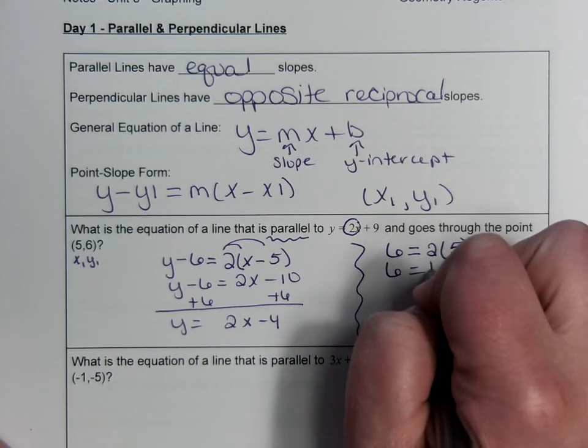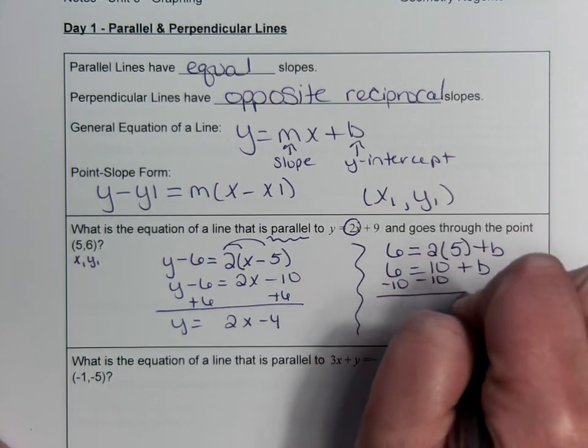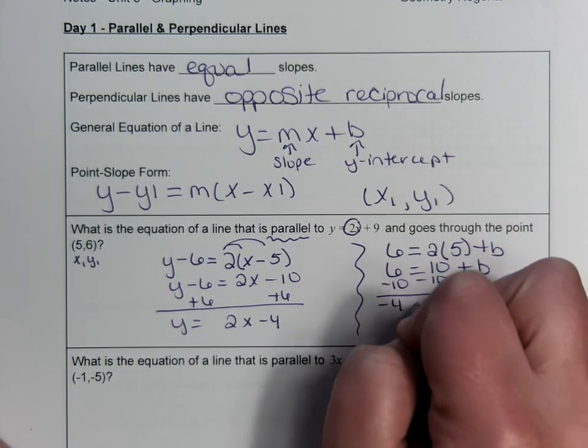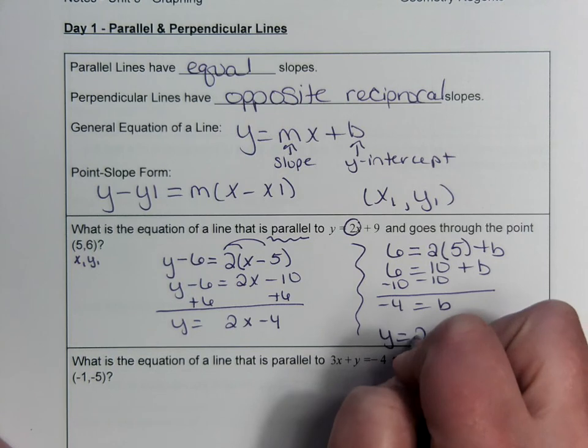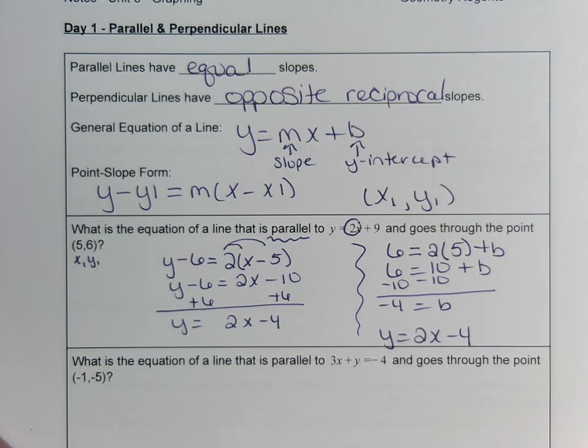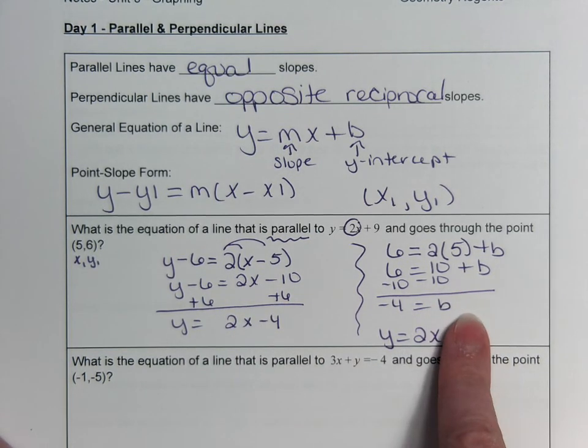So 2 times 5 is 10. Subtract the 10 over. 6 minus 10 is negative 4. So our y-intercept is negative 4, and you would write the equation y equals 2x minus 4. Gets you the same answer either way. I think this has a few less steps and it's a little bit more direct, so I like to use this way. But if you want to use this one, go right ahead. That is absolutely okay with me.